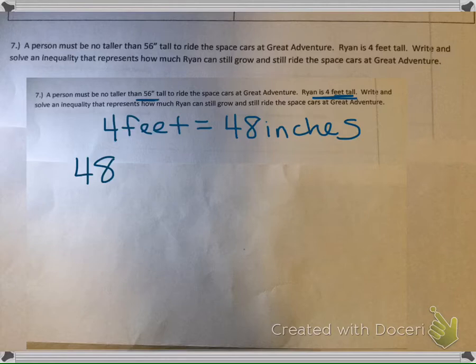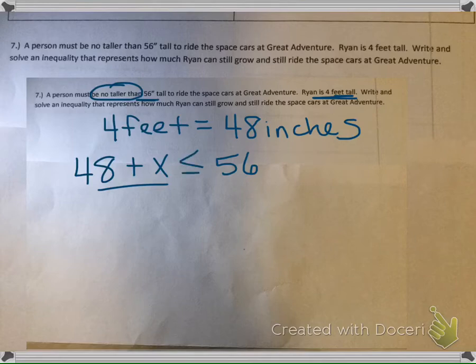But I don't know that number, so I'm going to use a variable. Well, it would be 48 plus I don't know. And we need to get to no taller than. So this number cannot be any bigger than 56. So it could be less than or equal to. And that would be your inequality. 48 plus x is less than or equal to 56.